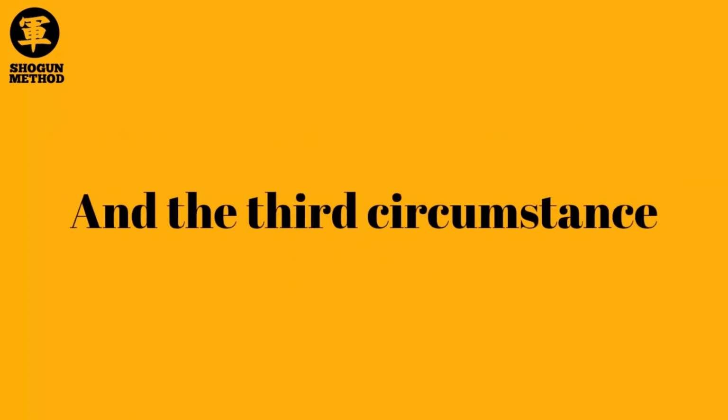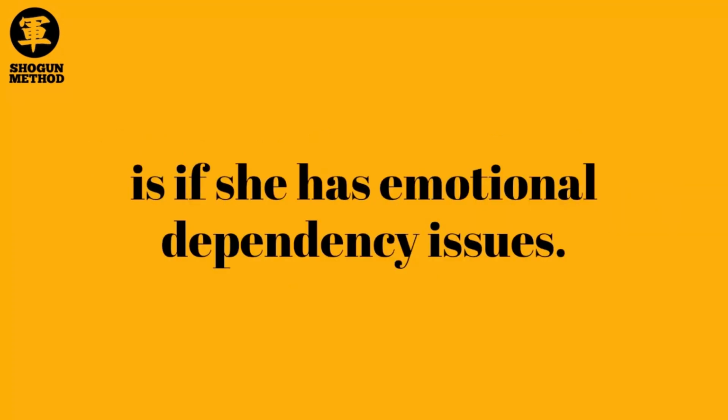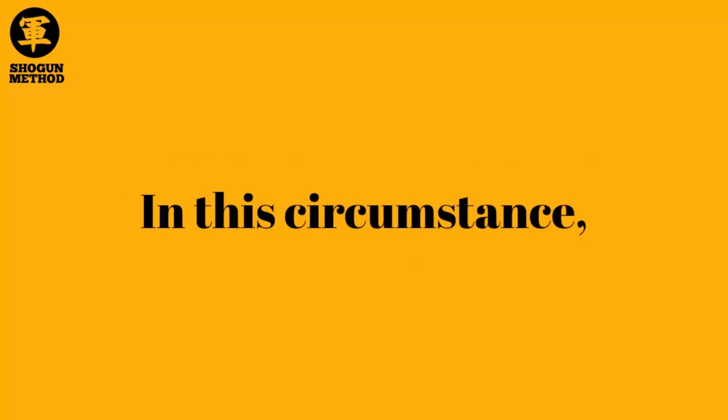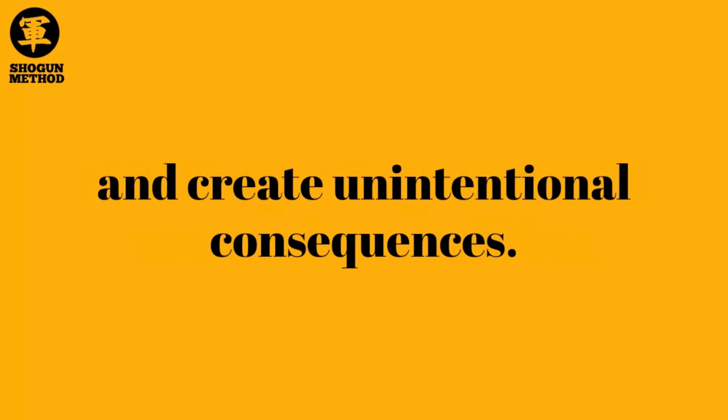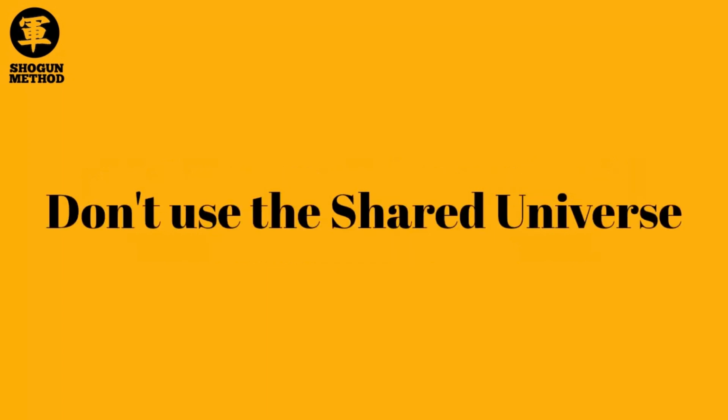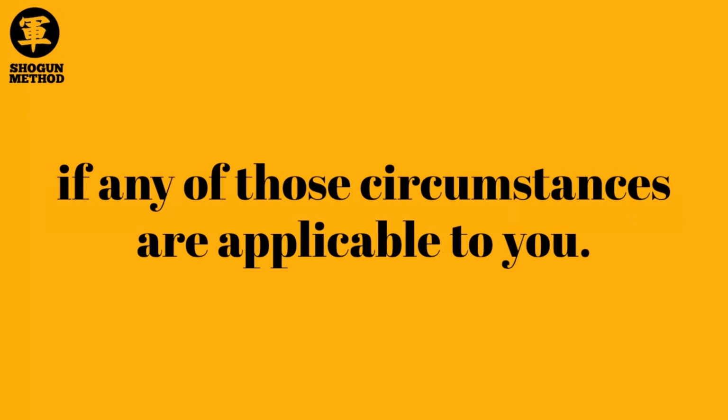And the third circumstance is if she has emotional dependency issues. In this circumstance, this Shogun sequence will worsen her condition and create unintentional consequences. Don't use the shared sequence if any of those circumstances are applicable to you.